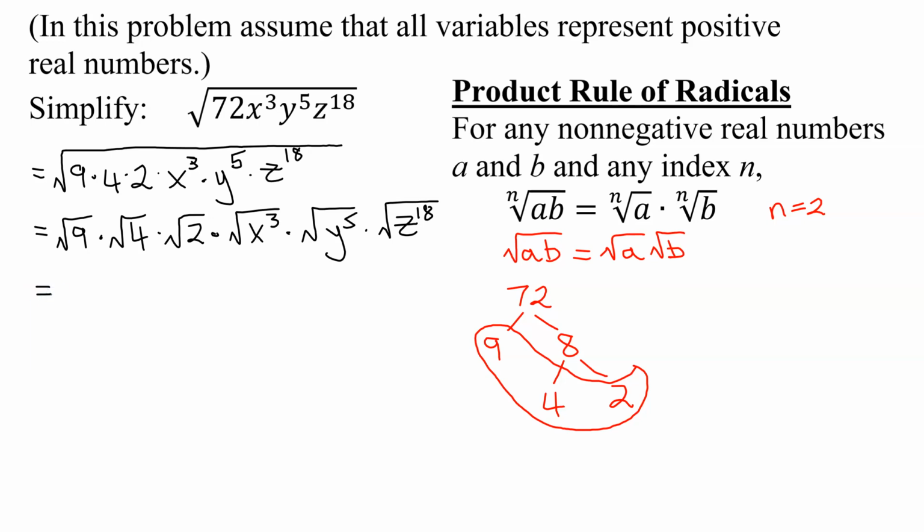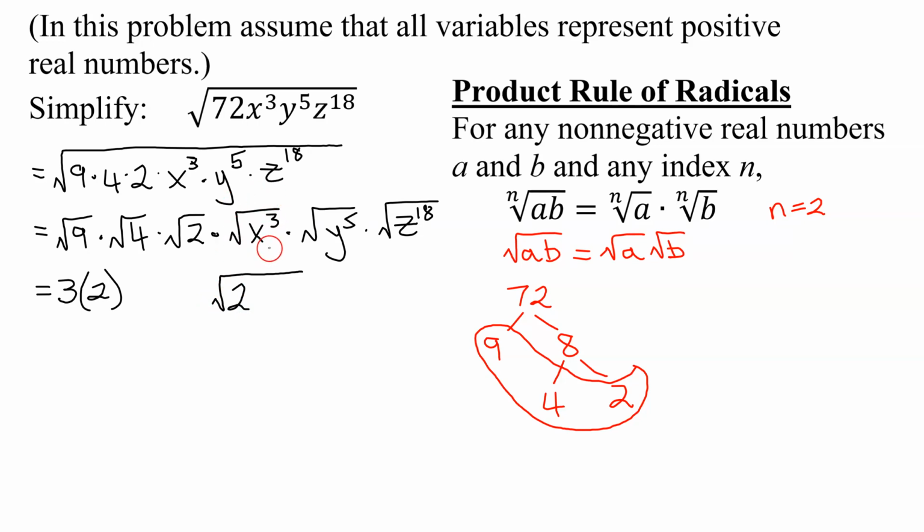Now we have to simplify each individual part. Well, the square root of 9 is 3 times the square root of 4. The square root of 4 is 2, so I'm going to get 3 times 2. Can we simplify the square root of 2? No, so 2 stays under the square root sign. Notice I left a little room here, and I'm going to have the square root of 2.